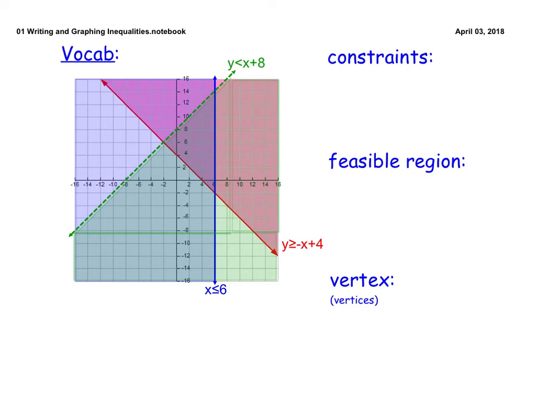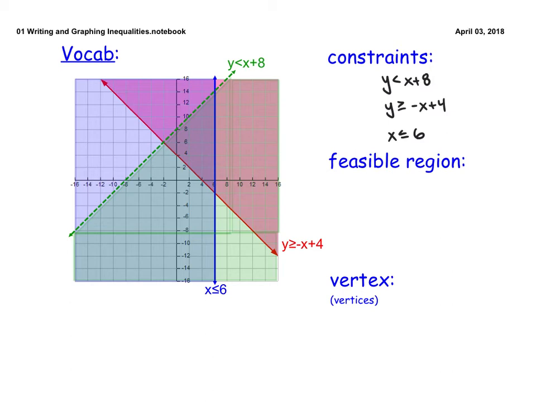Okay, so this is some of the vocab that we have to be able to identify. Our constraints are all of the inequalities. So we have y less than x plus 8, that is one constraint. We have y is greater than or equal to negative x plus 4, that's another constraint. And we have x less than or equal to 6. Those are the three constraints in this particular problem.